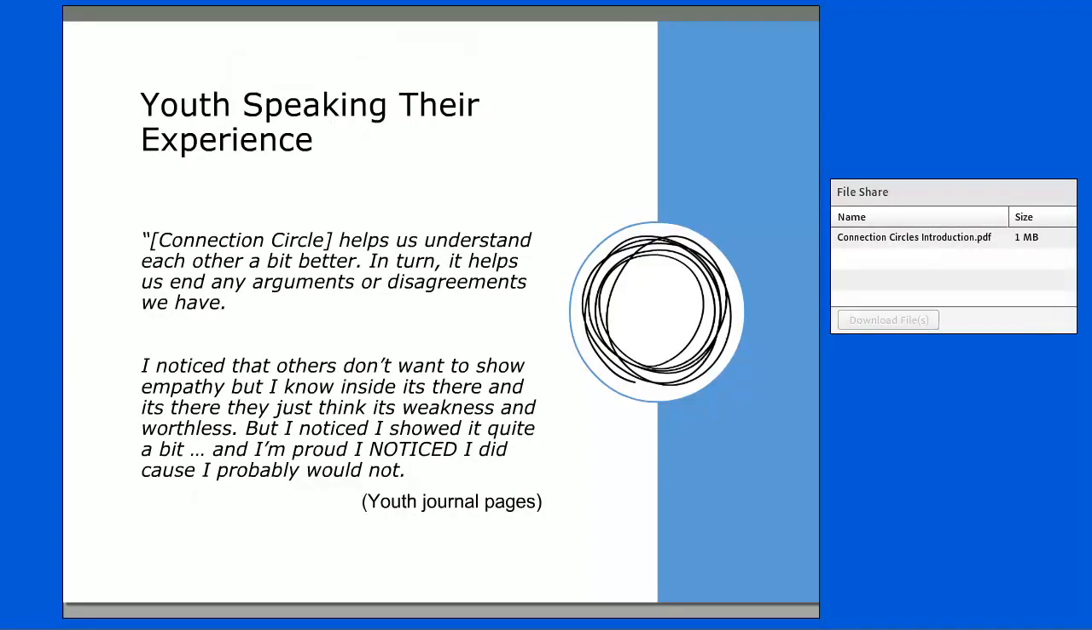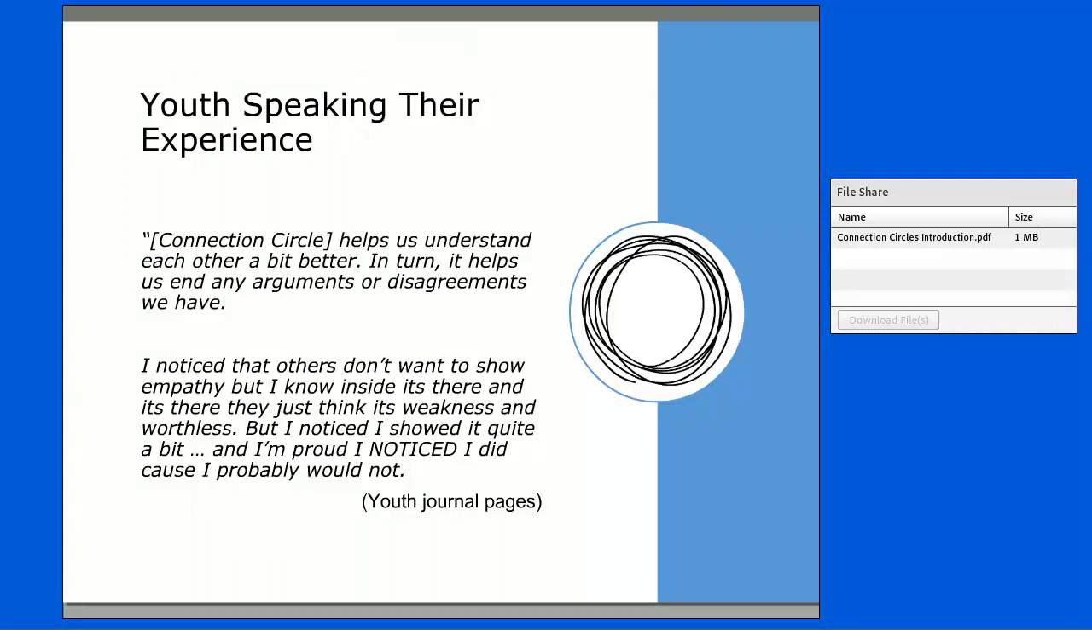So that's what the adults have to say about the circle. Here's some comments from youth. We had a youth journal page that accompanied each circle topic, and youth could fill out those journals as they wished. It was a voluntary activity. And here's some of the comments that we got from them about the value of the circles in their lives.